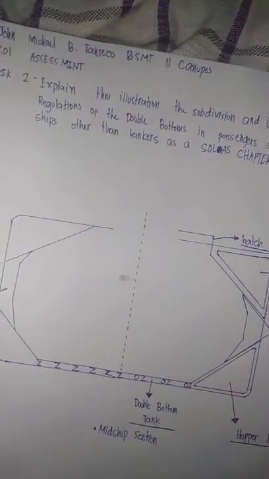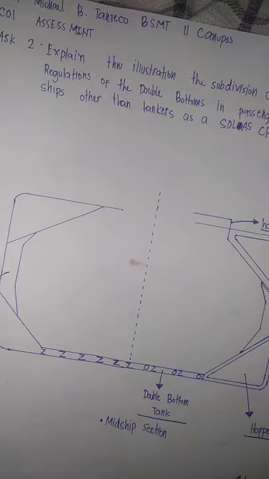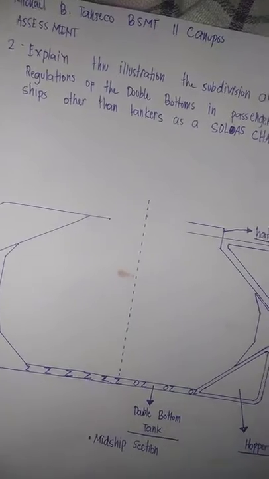So in Task 2, explain through illustration the subdivision and damage stability regulation of the double bottoms in passenger ships and cargo ships other than tankers, as per SOLAS Chapter II-1 Part B-2.